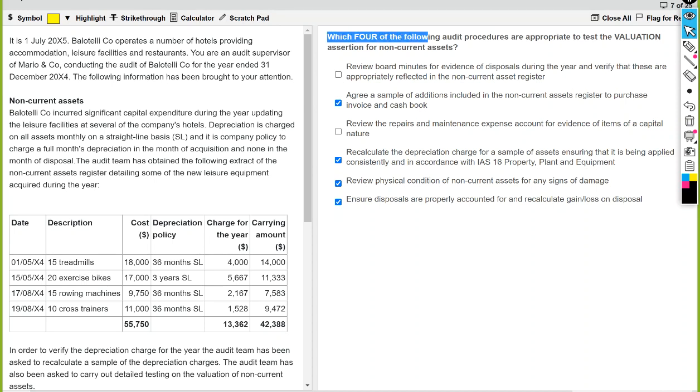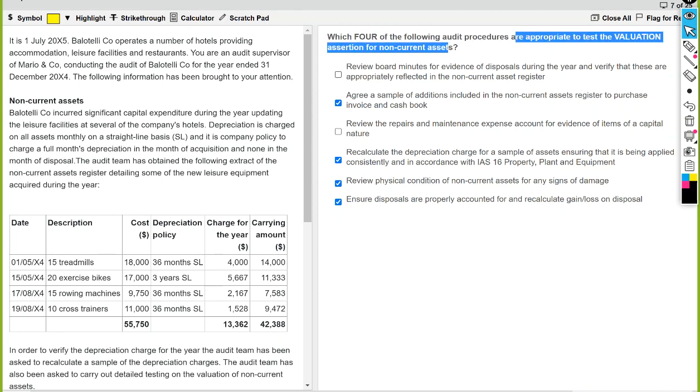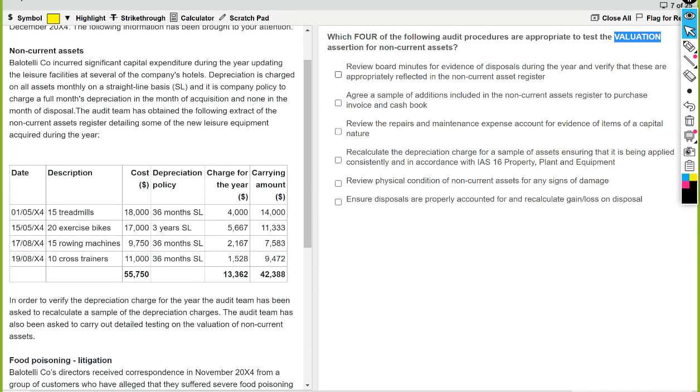Which four of the following audit procedures are appropriate to test the valuation assertion? Okay, don't trust my answer. Which four of them are testing valuation? Okay. Review board minutes for evidence of disposal during the year.